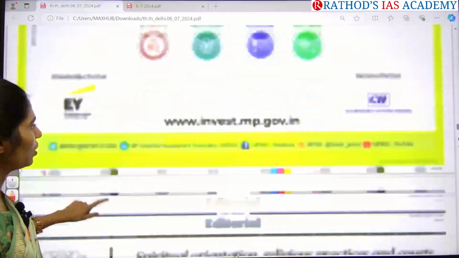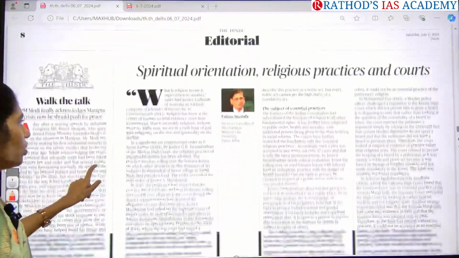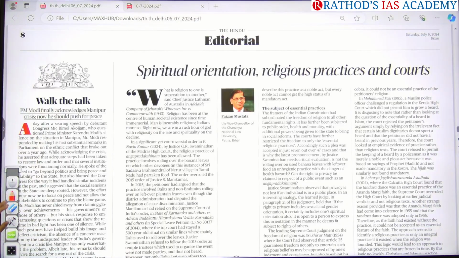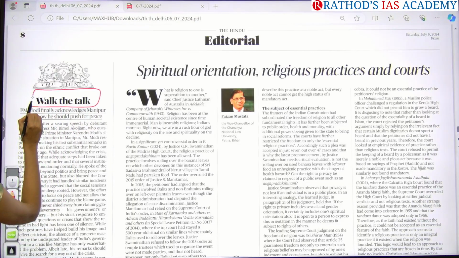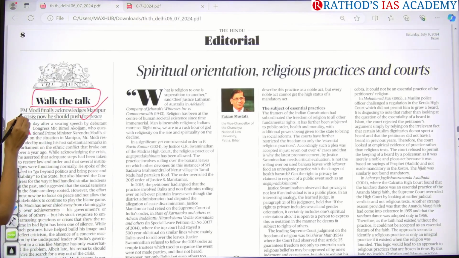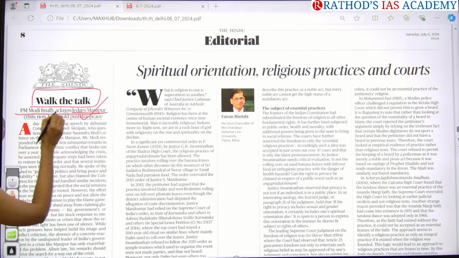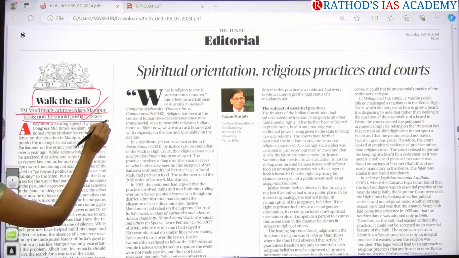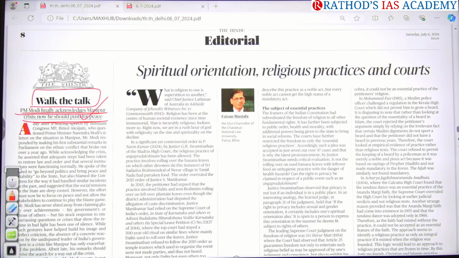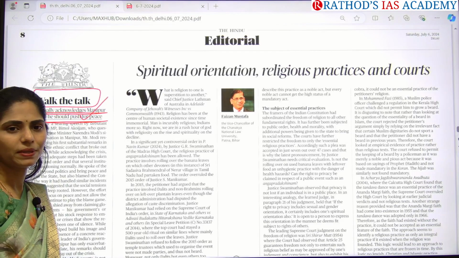And if you go to the editorial page, there are two articles. One is talking about "Walk the talk", especially about the Manipur crisis. And if you see the central theme, it says that our Prime Minister finally acknowledges the Manipur crisis, and now he should push for peace.